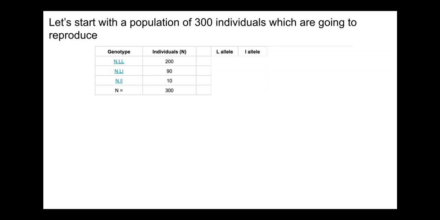Now I encourage you to stop the video and, starting from these genotype frequencies, calculate out the frequencies of the big L and the little l allele. And as always, I say, seriously, stop the video, do the math, practice here a minute.